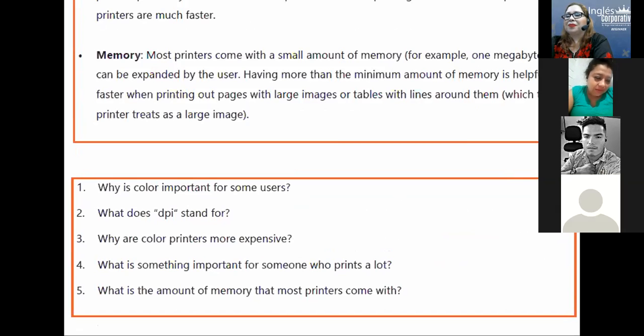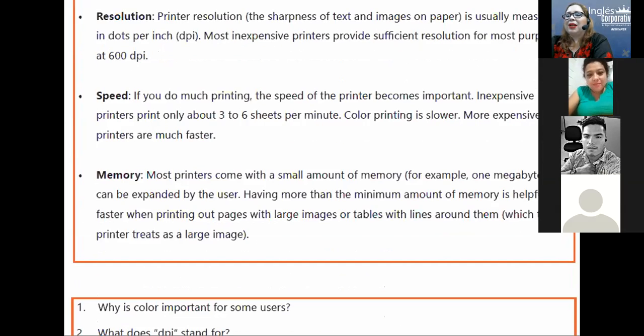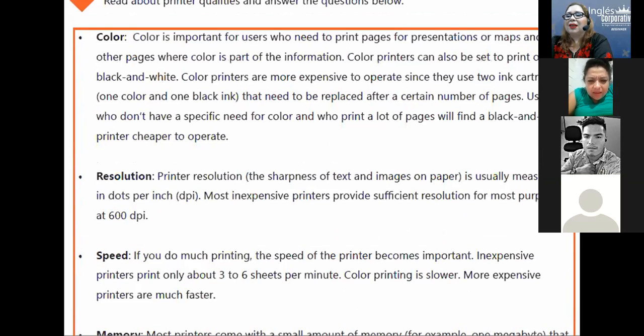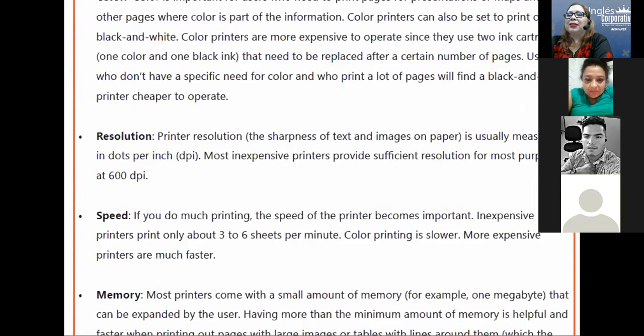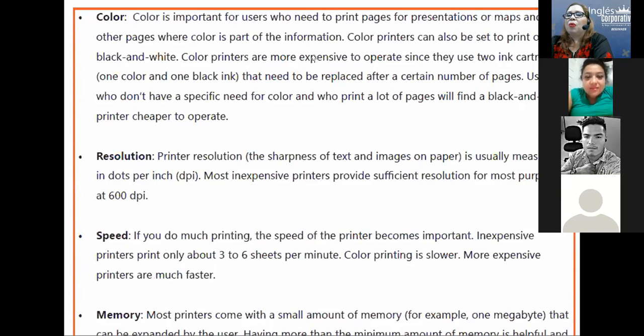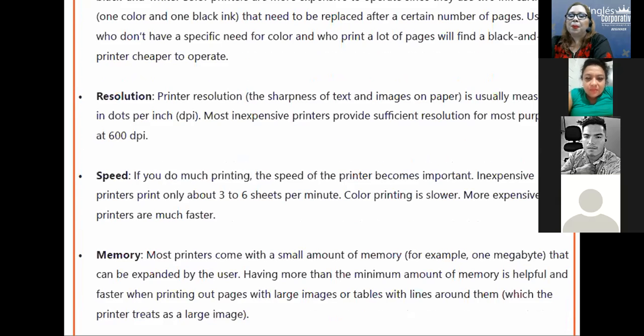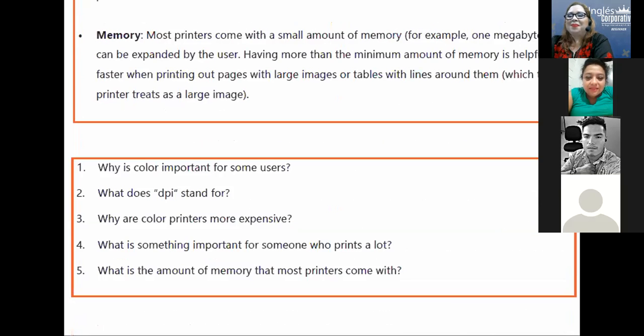Es que tenía otra, por eso no lo entendí. Okay, what was your answer, Mayra? Creí que era la del párrafo speed, donde dice more expensive print are much faster. Creo que es la primera respuesta. Oh, okay. Pero viendo lo que usted señaló, sí tiene más lógica. Vamos a buscar entonces en color, right? Here it says, color printers are more expensive to operate since they use two ink cartridges. Dos cartuchos diferentes de tinta, right? Sí, esa es la respuesta.